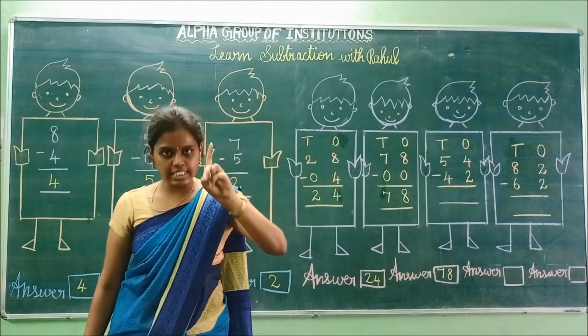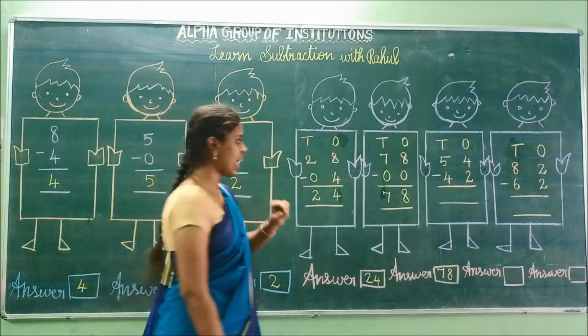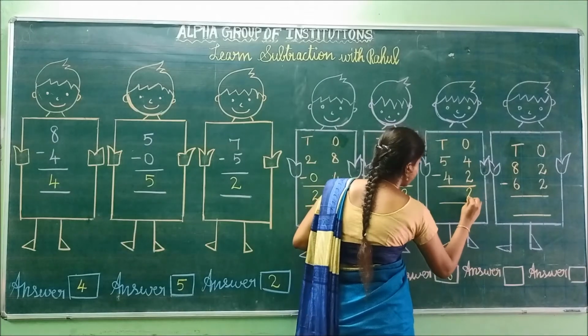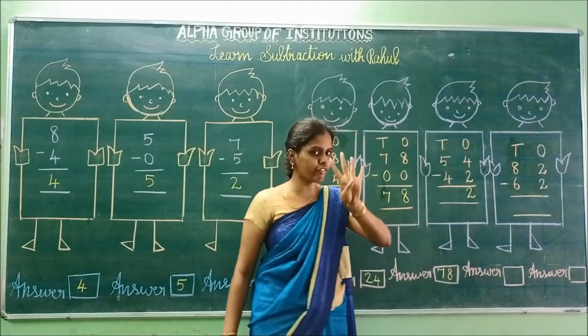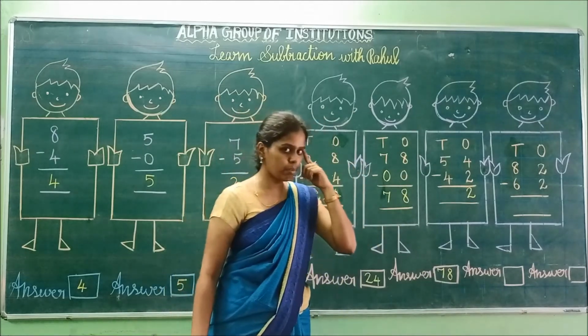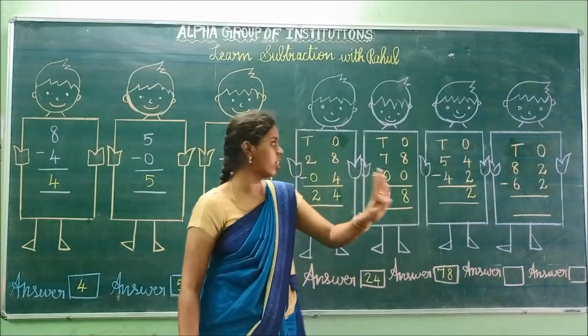Before 4, 3 and 2. Your answer here is 2. Now move on to the tens place. 5 in the mind, take 4 in the fingers.